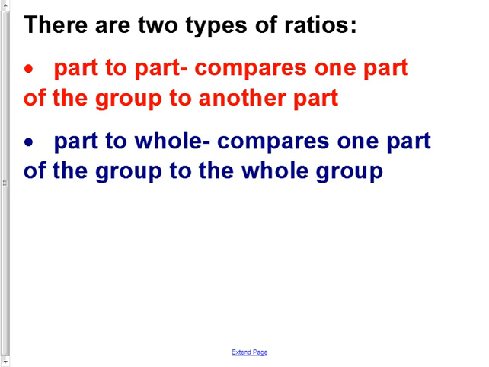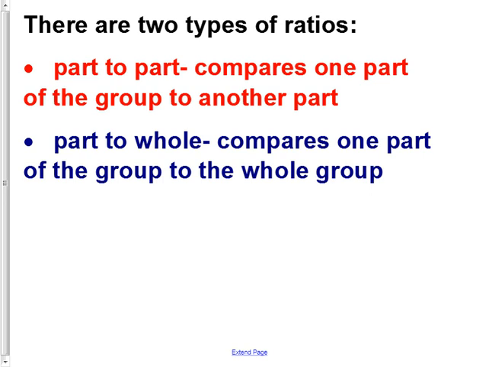And another thing we need to know is there are two types of ratios. One type of ratio is part to part, where we're comparing one part of the group to another part of the group. Another type of ratio is a part to whole ratio. It's when we compare one part of the group to the whole group.